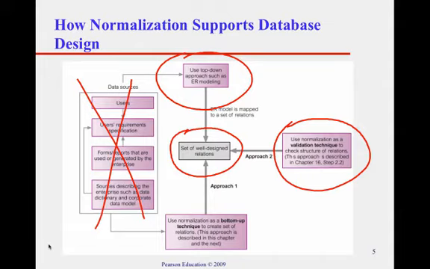So if you're Mr. Math or Mrs. Math or Ms. Math, that's the way to go.